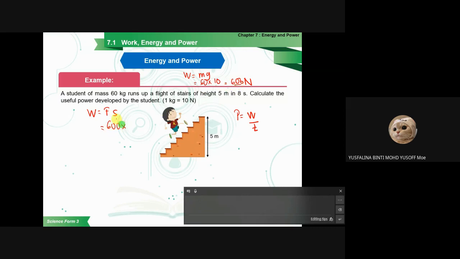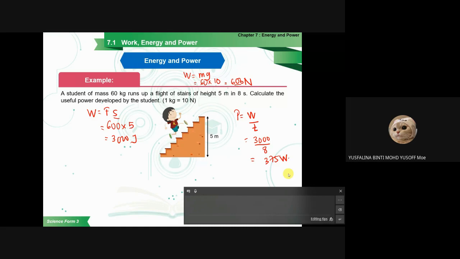So here, Fs, F we already calculated here as 600 Newton. Okay, and the S, the distance here, is 5. So you will get 3000 joule. Then after that you can put it in the formula. Okay, 3000 divided by 8. So you will get 375 watt.